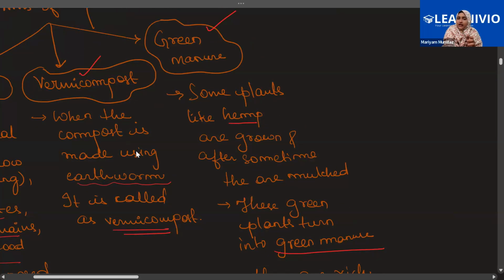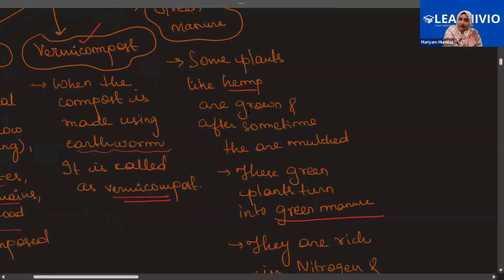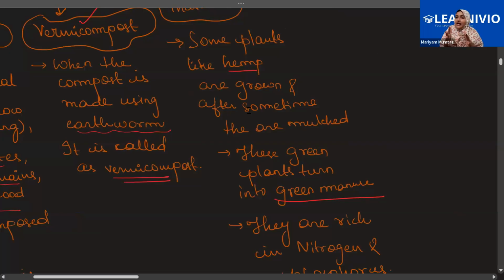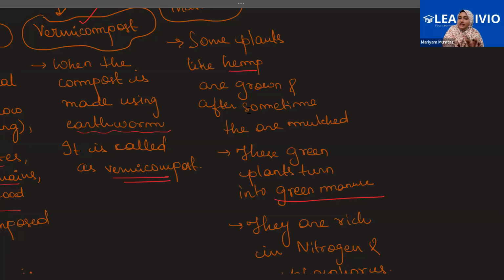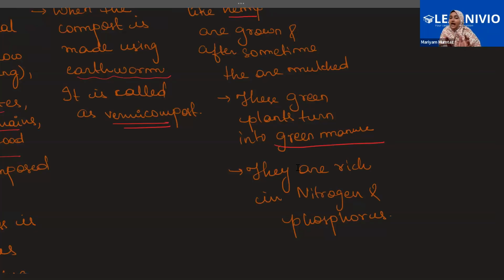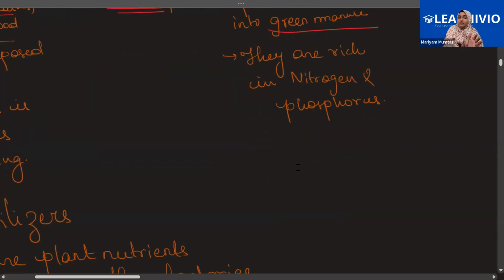Now, green manure, what happens? There are some plants like hemp, which are grown and after some time they are mulched. Mulched means they are dried and made into a very powdery form. These green plants turn into green manure. So when we use plants to give nutrition to the plants, we call it green manure. It is rich in nitrogen, phosphorus and different kinds of proteins.